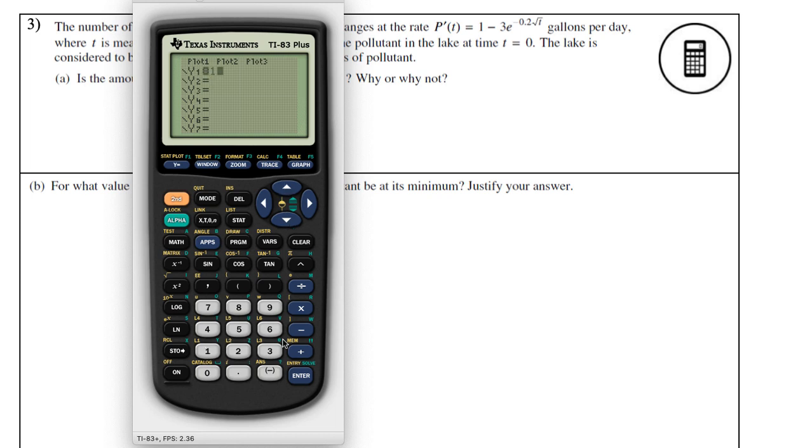In our y1 function, we're going to do 1 minus 3 second natural log to do e to the power of negative 0.2 square root of x, and then we're good. All right, let's get out of that.